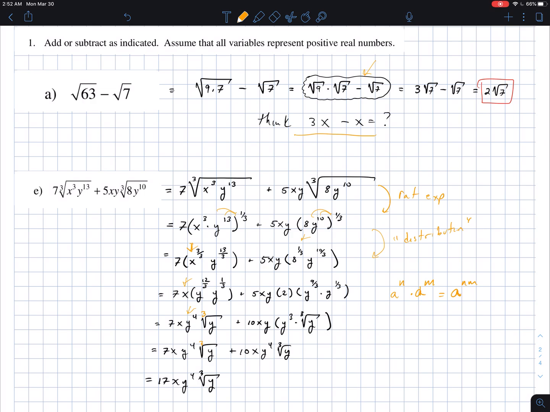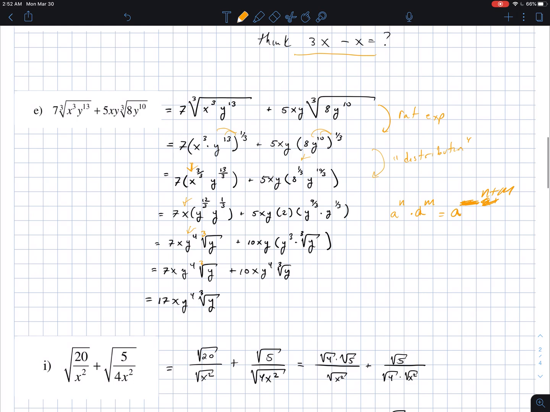Whoops. A to the, I'm really tired. To the n plus m power. I should have just restarted this whole thing, but that's okay. Real tired. Anyway, remember, when they're like bases, you add the exponents.